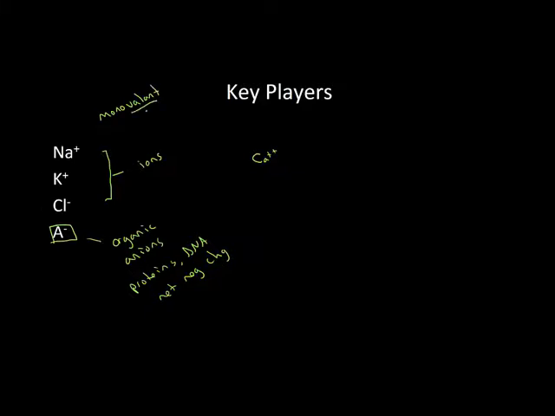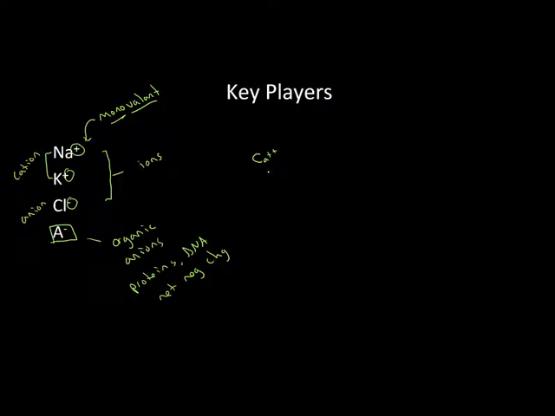So valence refers to the charge. So if there's a charge, there's valence to it. Mono means one, so these are all monovalent. Anything that's a positive charge is a cation. Anything that's a negative charge is an anion. So sodium is a monovalent cation. Chloride is a monovalent anion.